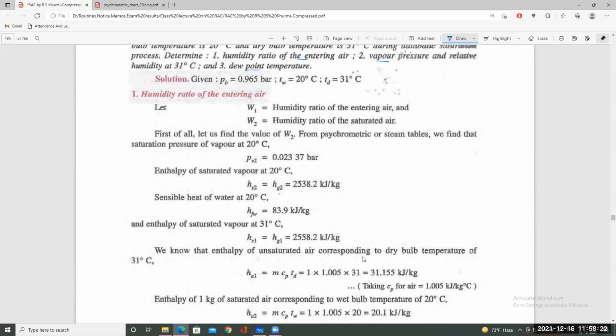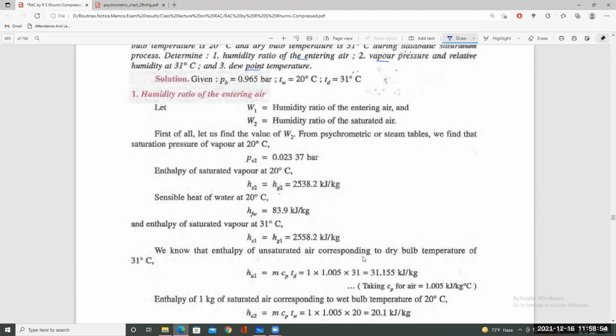The humidity ratio of the entering air is the ratio of the saturating entering air and the humidity of the saturated air, W2. First of all, let us find the value of W2. From the psychrometric or steam table, we find that the saturation pressure of vapor at 20 degrees centigrade is given as 0.02337 bar. And the enthalpy of saturated vapor at 20 degrees from the steam table is obtained for HS2 minus H2.